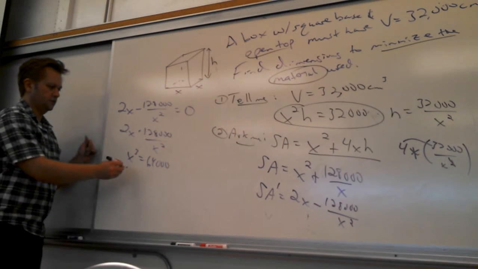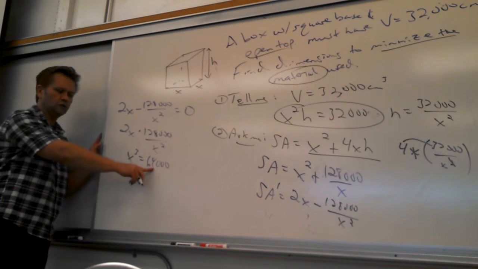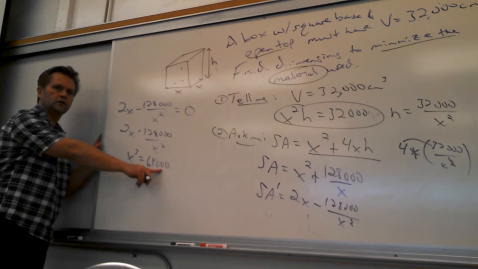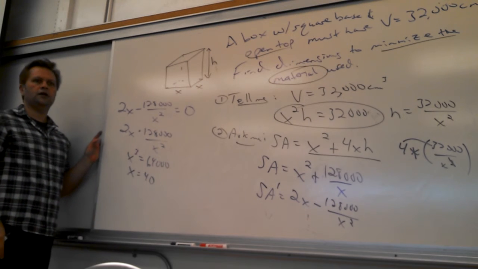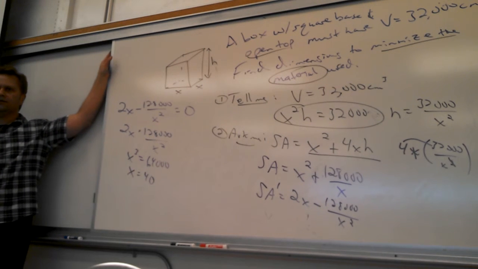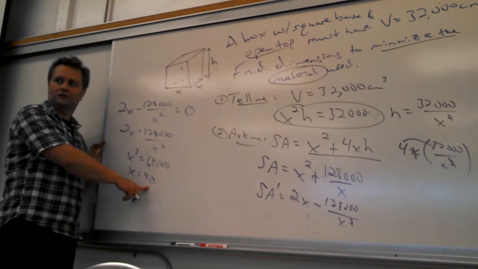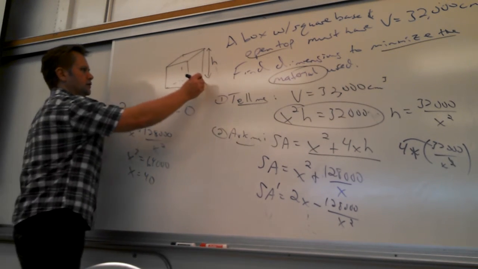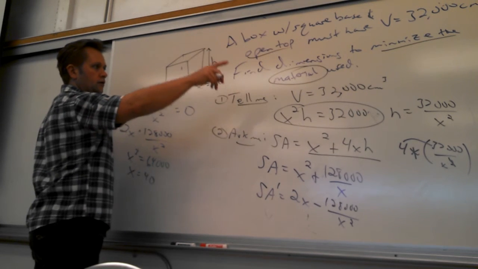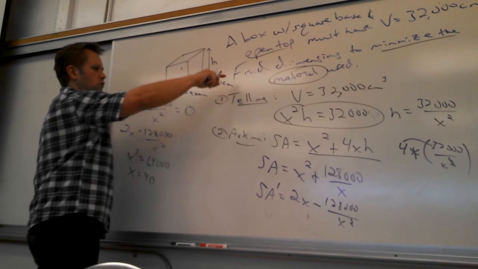So x cubed is 64,000, so x is 40. That's crazy, it came out nice. You almost don't trust it when it comes out nice, right? You're like, I must have made a mistake. The 40 is too nice. So this side is 40 centimeters, 40 centimeters, and the h would be what?